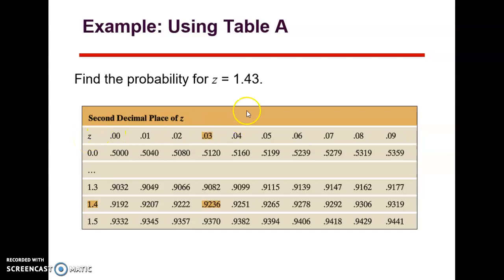So if we're looking at the z-value of 1.43, we come down the leftmost part, we come to 1.4, and now this is underneath 0.00, so this is 1.400, and you have a probability of 91.92%. If we come over here and come down, we have 1.4, and it's basically plus 0.03, so that's 1.43, and it's a probability of 92.36.